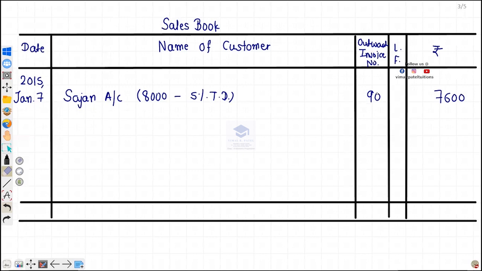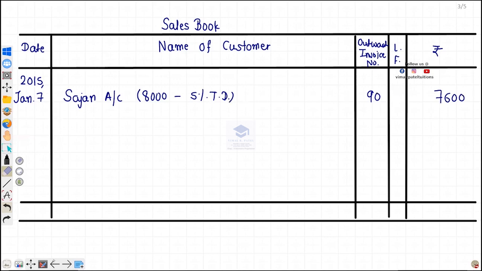Then purchased goods of 4,000. Cash memo number 30. This is a cash purchase. Since there is no description regarding the name of the person, and no description regarding cash or bank, it will be a cash transaction. And cash memo is specifically mentioned. Cash memo is issued when we are purchasing goods on cash. So this is a cash transaction, and a cash transaction will not be recorded in the subsidiary book.